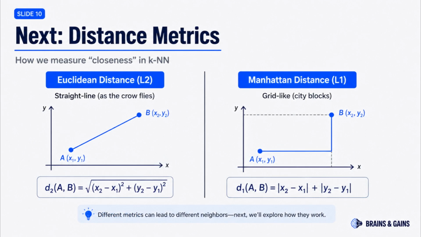But everything depends on how we define closeness. Euclidean distance measures straight-line distance, while Manhattan distance measures grid-like movement. Next, we'll examine how these distance metrics affect KNN.